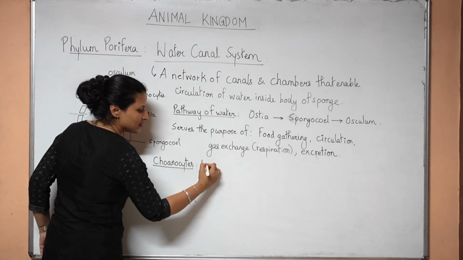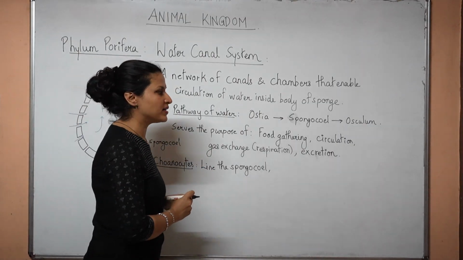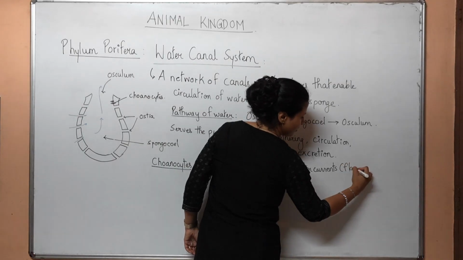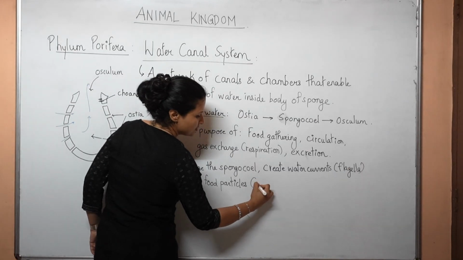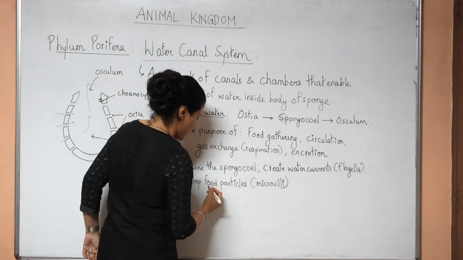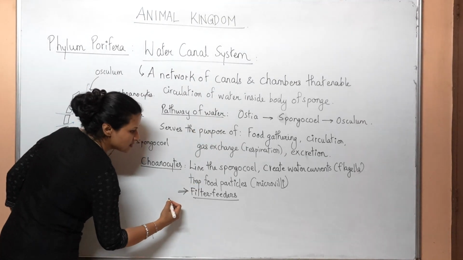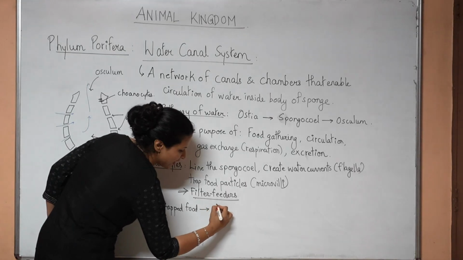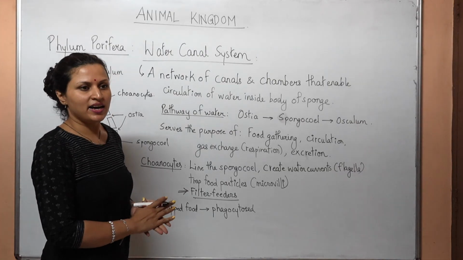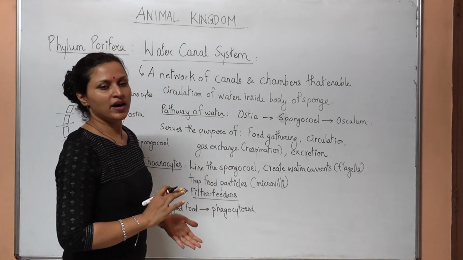Choanocytes, which line the spongocoel, create water current through the flagella and trap the food particles. They are filter feeders, create water currents using the flagella and trap food particles using their microvilli processes, the collar of microvilli processes, and that's why they are called filter feeders. What will they do with the trapped food particles? Trapped food is then phagocytosed. They will do phagocytosis of the trapped food particles inside them, partially digest the food particles and pass the remaining to the amoebocytes that are there behind in the mesohyl layer.